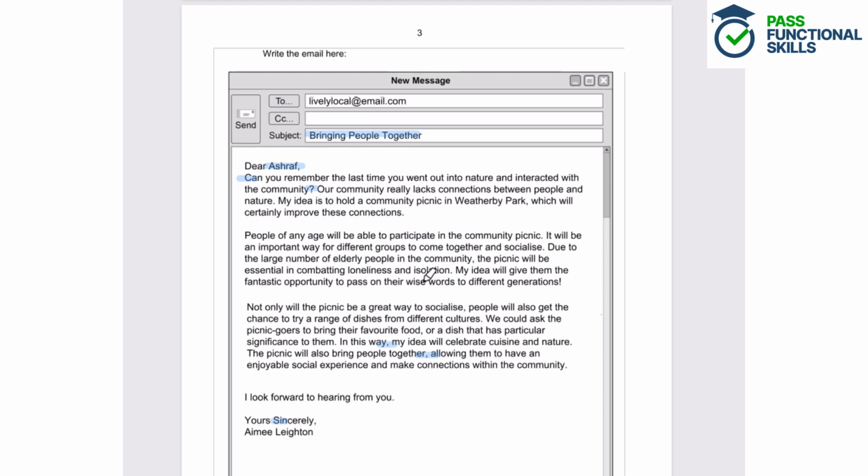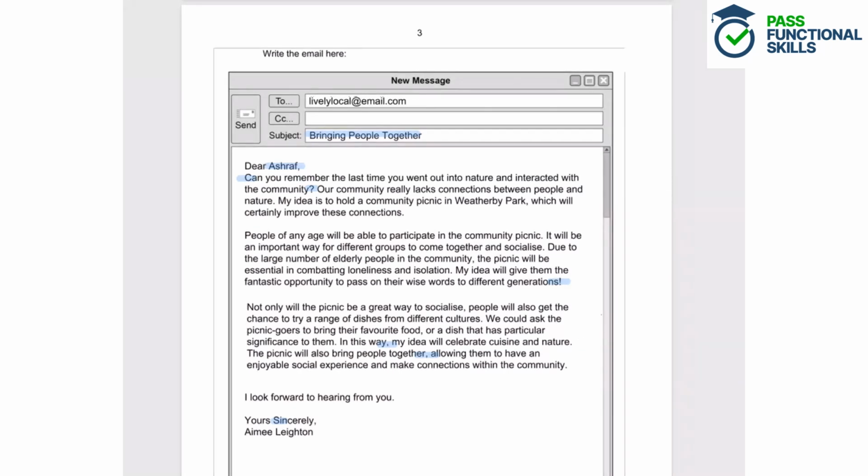And we have an exclamation mark, and this has been used to encourage the reader to be interested in and excited about the idea. So it will give them this opportunity to pass on their wise words. So ensure that you're using basic punctuation correctly in your answers. Make sure that you know how to use capital letters, full stops, commas and apostrophes correctly. And try to include some more ambitious punctuation, such as question marks and exclamation marks in your answer, to really impress the examiner with the range of punctuation.